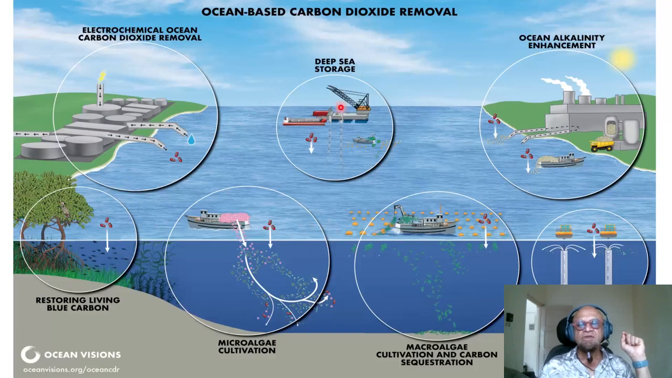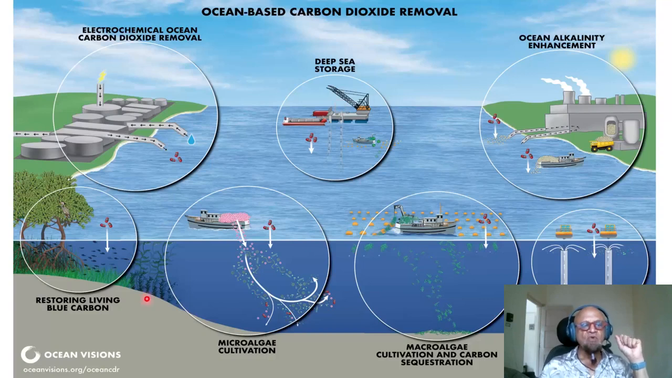Deep sea storage, so this is more about how to take the captured CO2 and put it way down in the deep sea so that it stays there for a long time. The main purpose is to take it out of the atmosphere where it can cause energy imbalance and global warming, and put it away for a long enough time. Geologic sequestration is thousands and millions of years, of course.